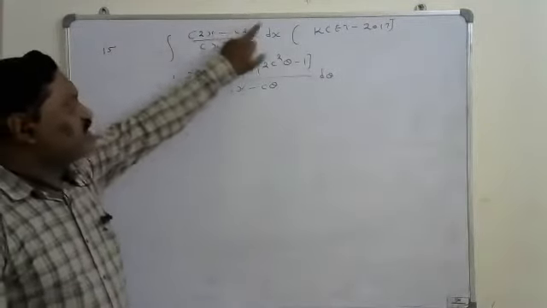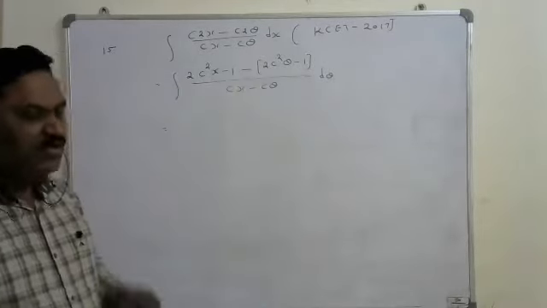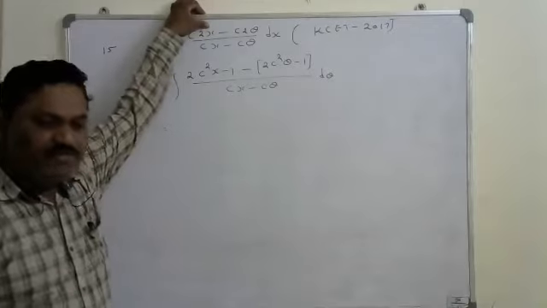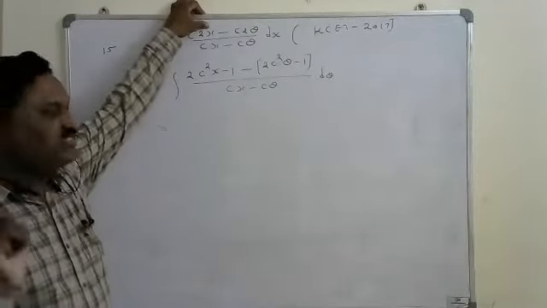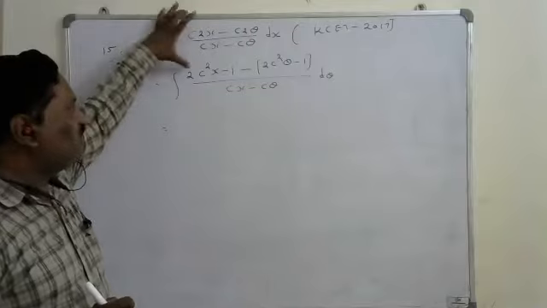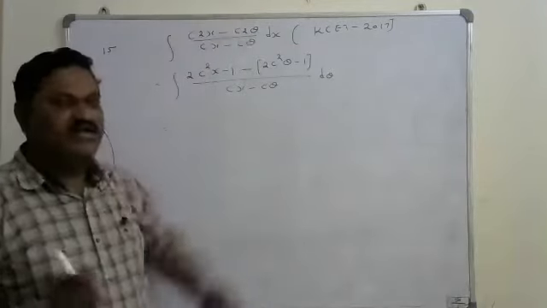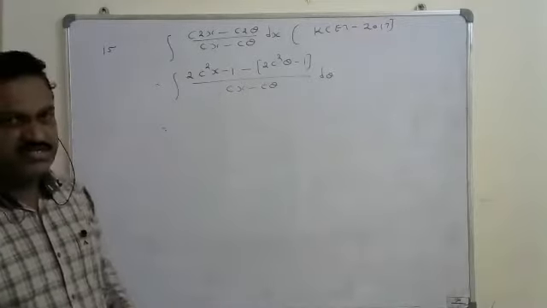Integral of (cos 2x minus cos 2 theta) upon (cos x minus cos theta) dx, we have to find it. To find that, here cos 2x is there. We know the formula for cos 2a is 2 cos square a minus 1. That's why for that formula, cos 2x we can write 2 cos square x minus 1, and cos 2 theta we can write as 2 cos square theta minus 1, upon cos x minus cos theta.